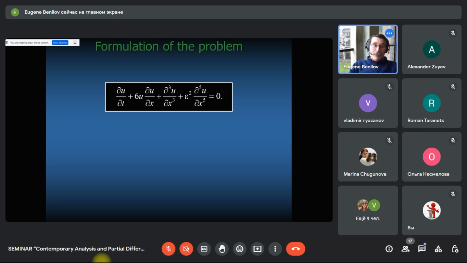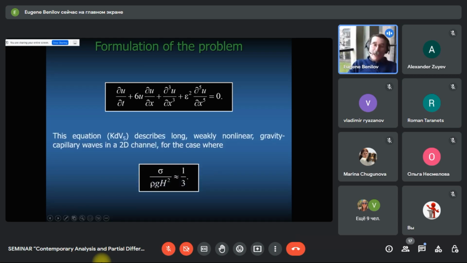Where does it arise? There are quite a few applications for both the Korteweg-de Vries equation and the fifth order Korteweg-de Vries equation. Typically it is for waves, typically for long waves. For example, if you have a channel filled with liquid, let's say ideal liquid, so there is no viscosity, or very weak viscosity, then if you assume that the elevation of this free surface is smaller than the depth of the channel, and the wavelength is also much longer than the depth of the channel, these equations arise.